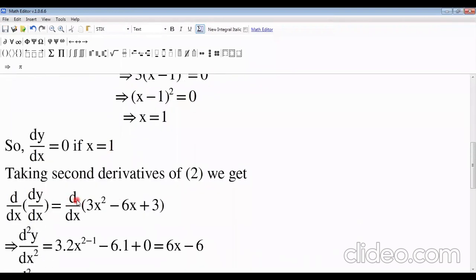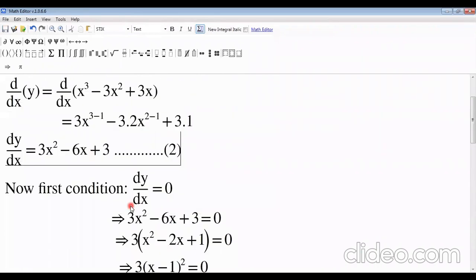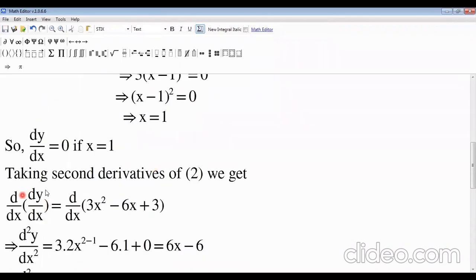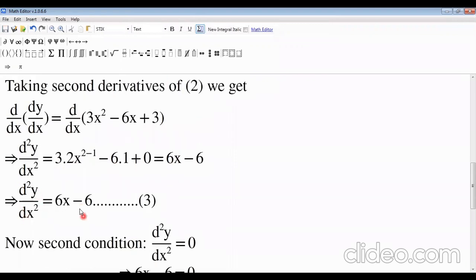Now taking the second derivative. Taking d/dx again on both sides of 2, we get the second derivative, d squared y by dx squared, which is the second derivative notation. Using the same power rule, 3 into x to the 2 into 2, 2 into x to the 2 minus 1, minus 6 into the derivative of x which is 1, plus the derivative of 3, a constant, which is 0. So we get 6x minus 6. That means the second derivative is equal to 6x minus 6, and it is equation number 3.